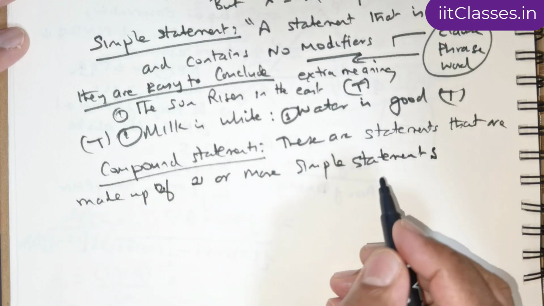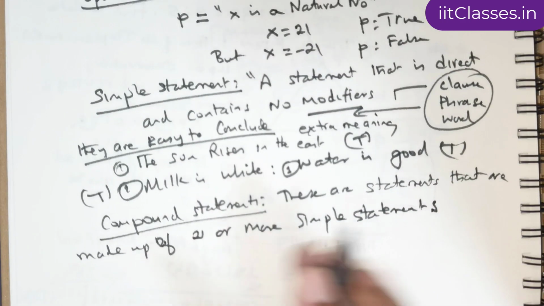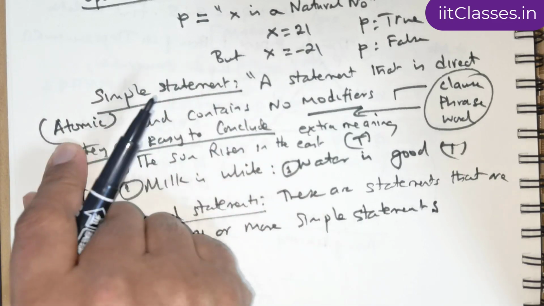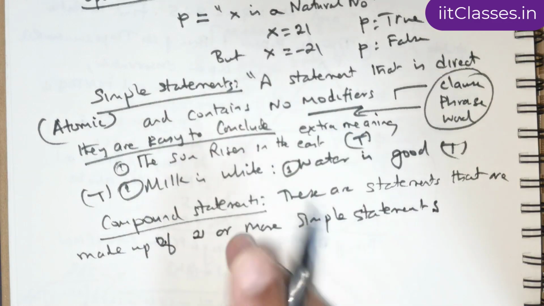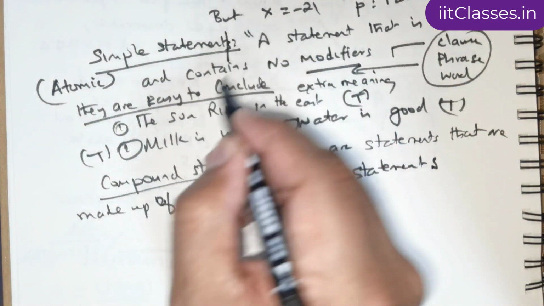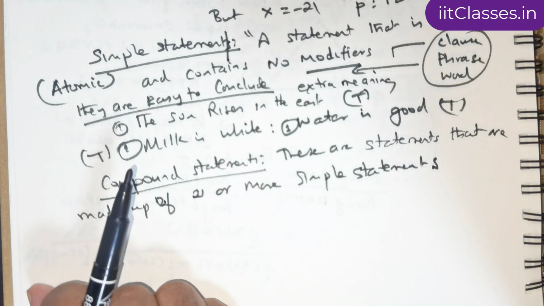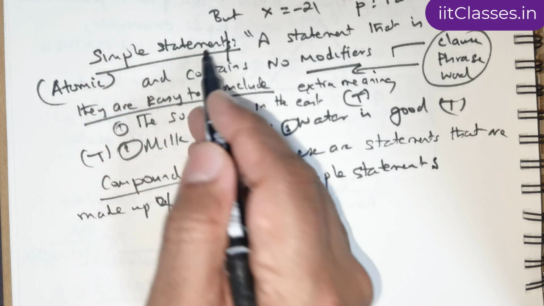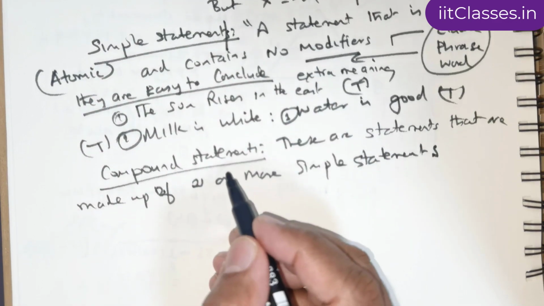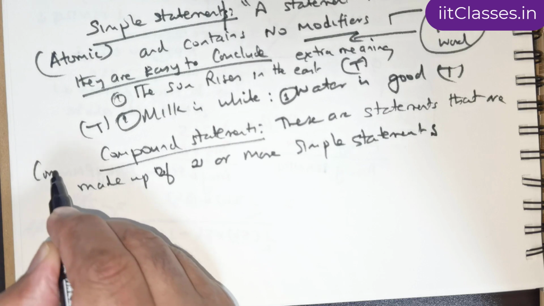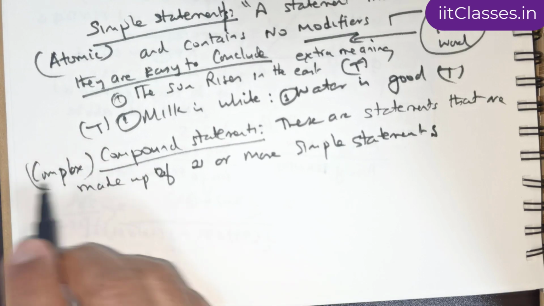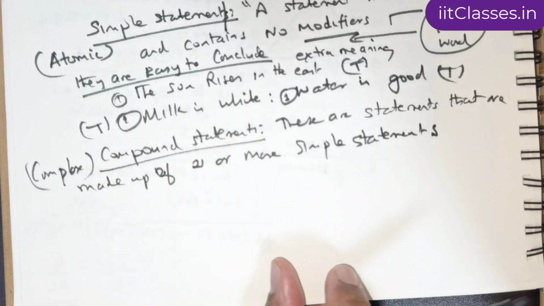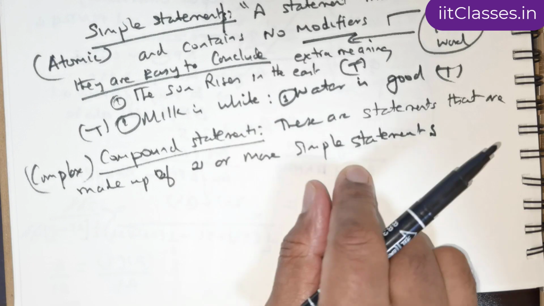Right, so they are called compound statements. Another word for simple statement is atomic statements. Atomic, as I mentioned to you, is actually used to represent simple statements. For compound statements, another word is complex statements. You can use either the term complex statements or compound statements. So how are they made? They are made by using two or more simple statements.